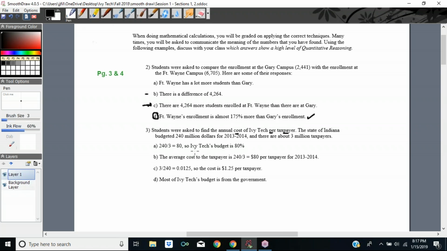So let's see. This answer is a percentage, so we know that that's not even a valid answer. Let me look at D. Well, that's an opinion too, or it might not even be true. I don't know if it is or not. Letter C, that's dividing the wrong way. I think this is the taxpayers. So this is taxpayers per dollar. So that's divided in the wrong order. So it is going to be letter B because it's $240 million divided by 3 million people. And our answer should be the number of dollars per person. So you have to look at the words in the problem to make sense of them a lot of times.